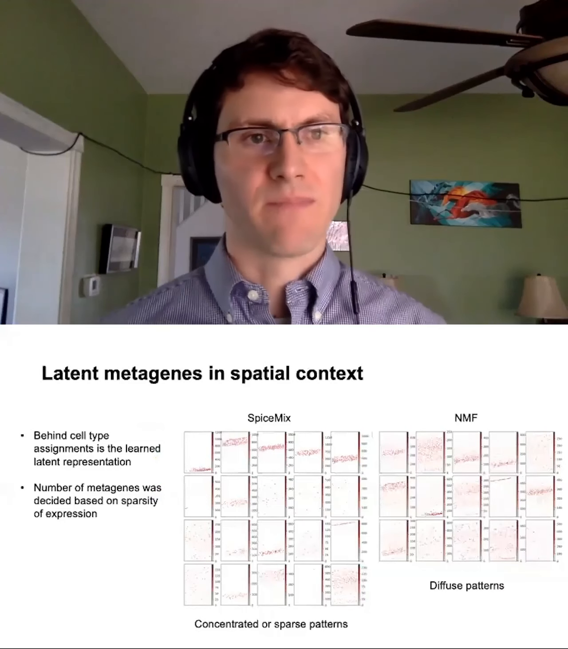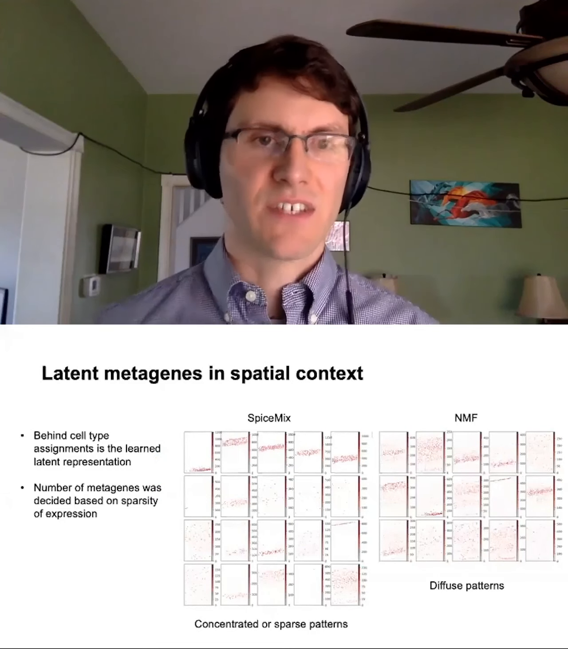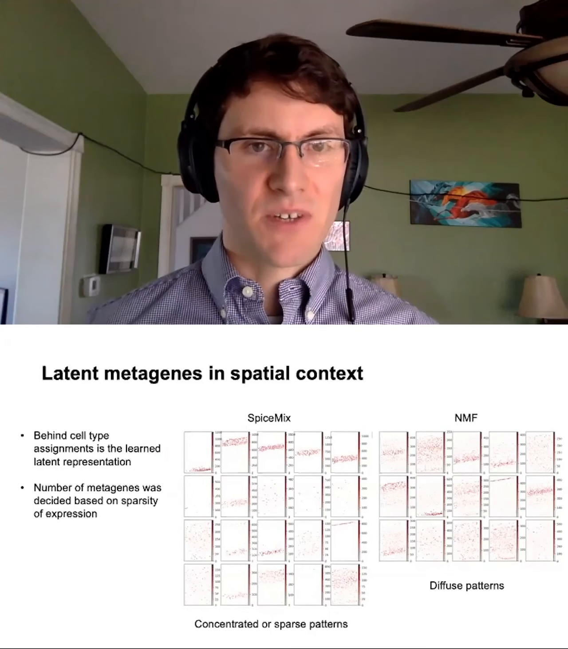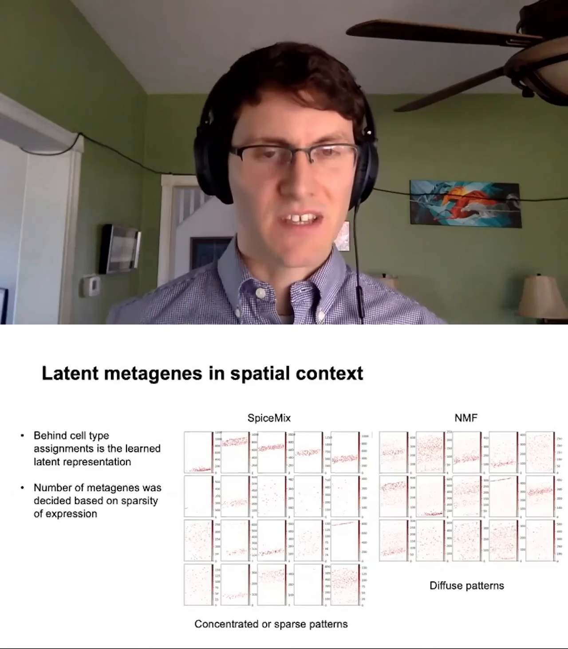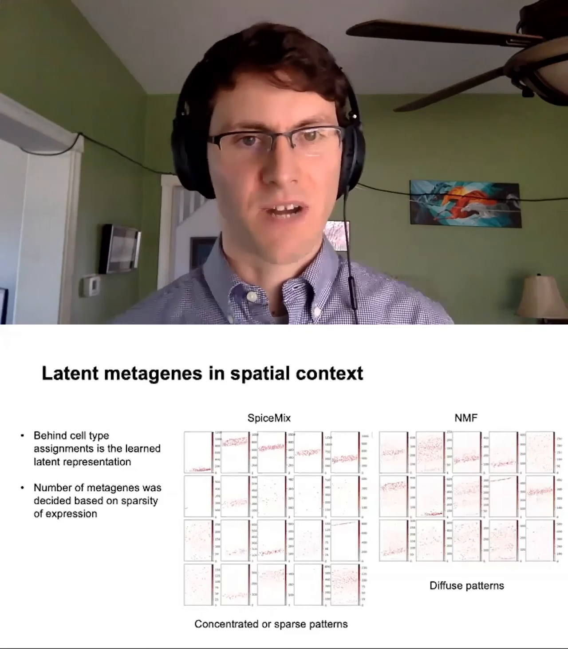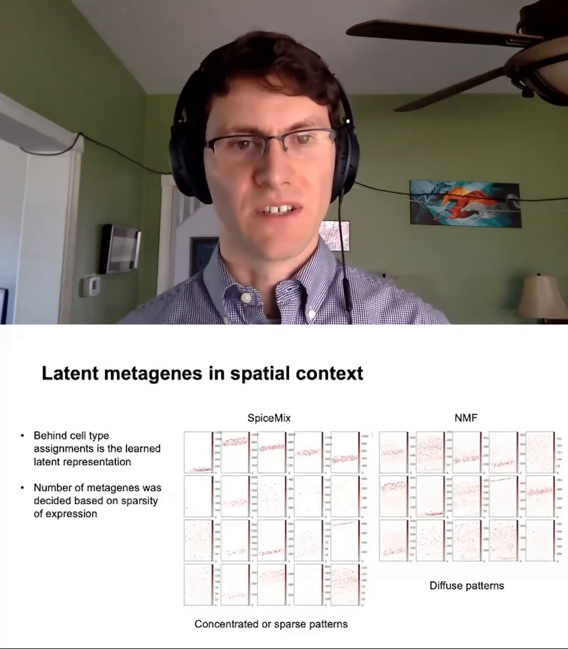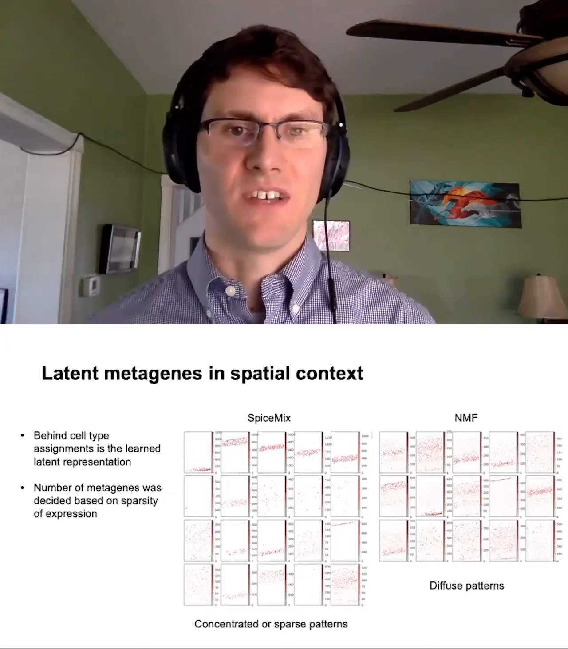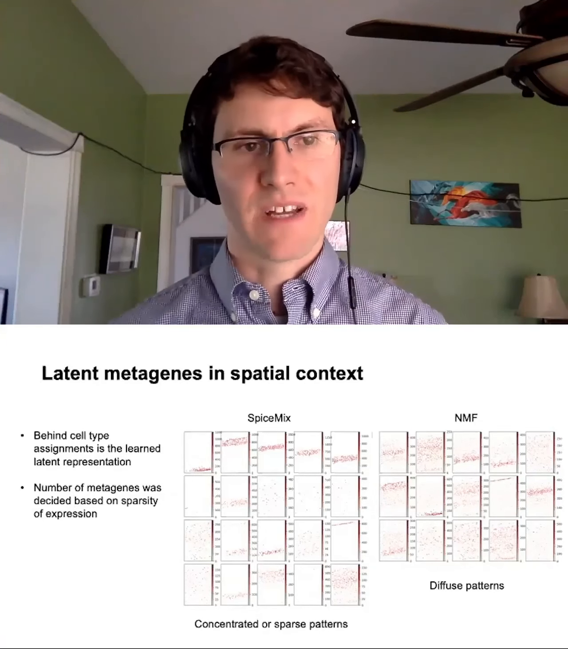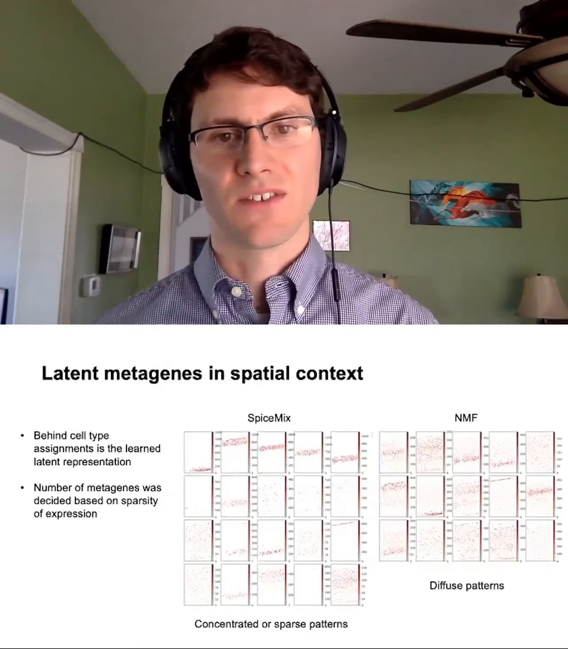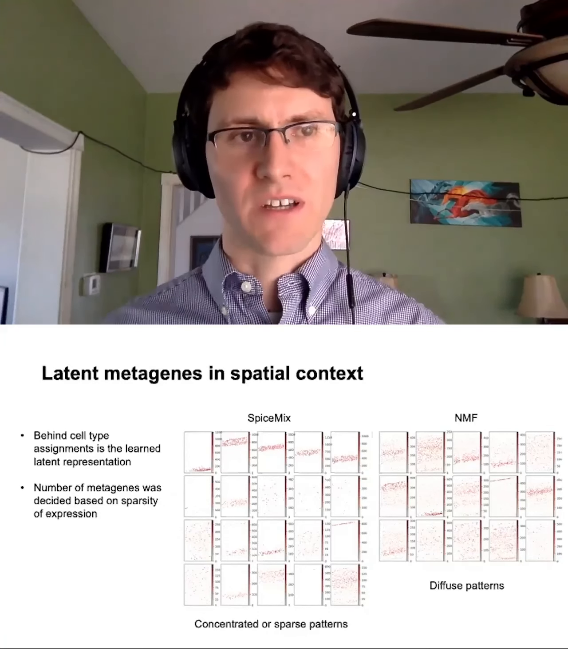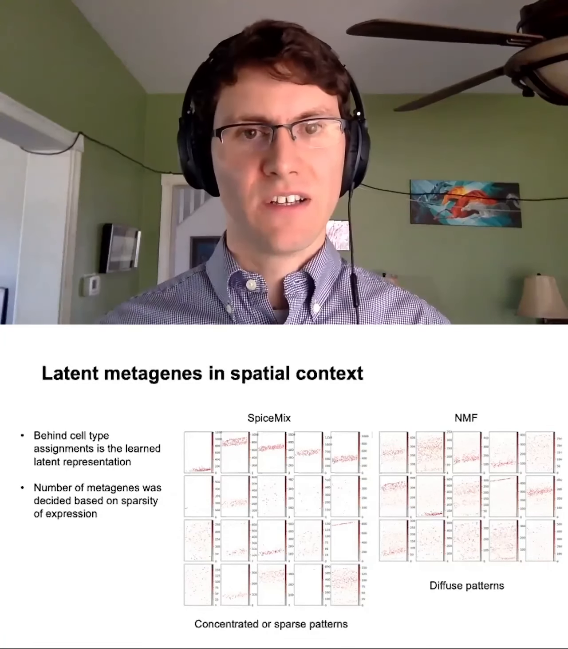And if we look at the latent metagene representation underlying these cell types, we can see that SpiceMix produces spatially coherent patterns. In this case, either layer-specific patterns or sparse patterns, which are probably reflecting inhibitory neurons. Whereas NMF, in contrast, shows diffuse patterns throughout the sample. Even for metagenes that seem to be layer-specific, there's still representation of that metagene in other regions of the tissue, which we expect is why SpiceMix is able to better refine these subtypes.